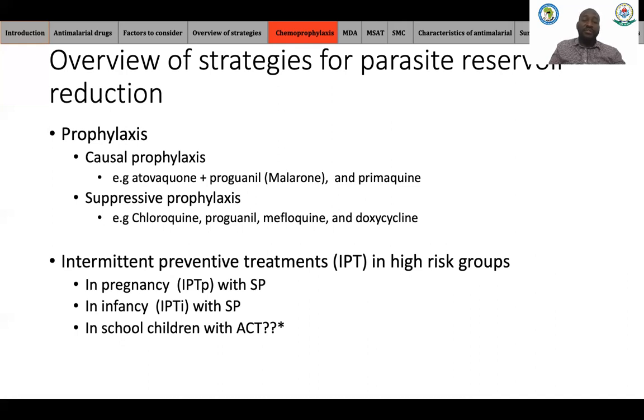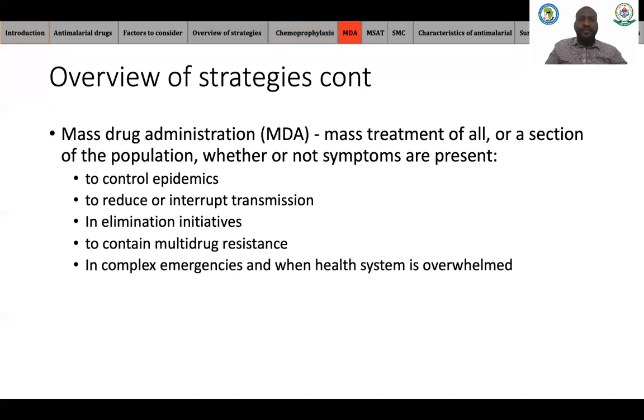But in the context of school-age children, this is another high-risk group. Research is still ongoing with regards to whether or not school-age children can be treated with ACTs, artemisinin-based combination therapies, as part of presumptive treatment to reduce parasite burden. So in this context, these are 2 strategies here: prophylaxis and intermittent presumptive treatment.